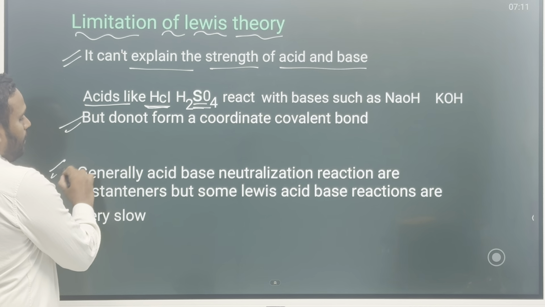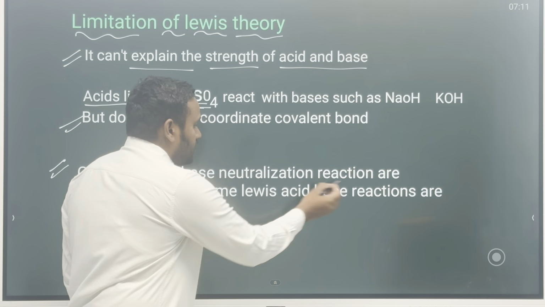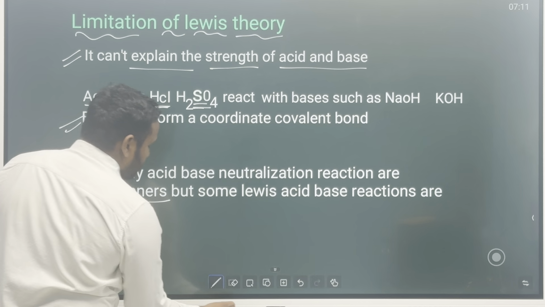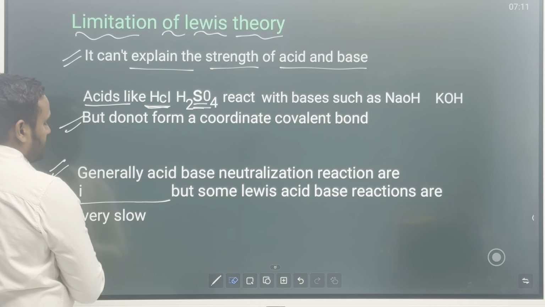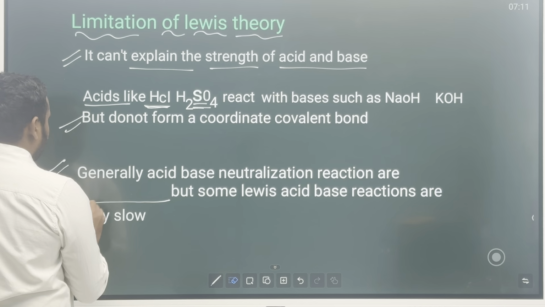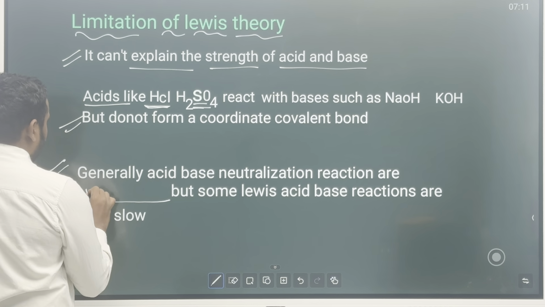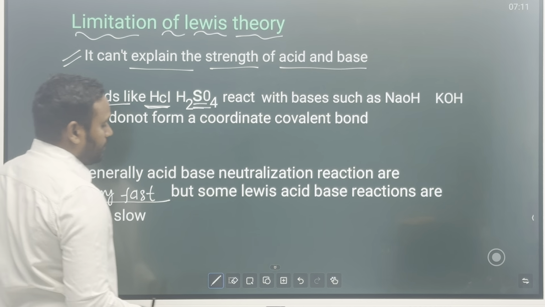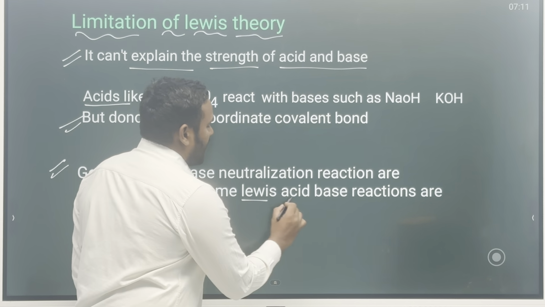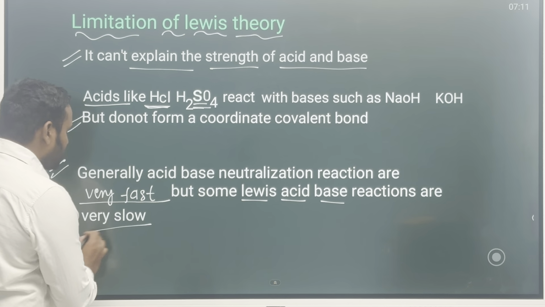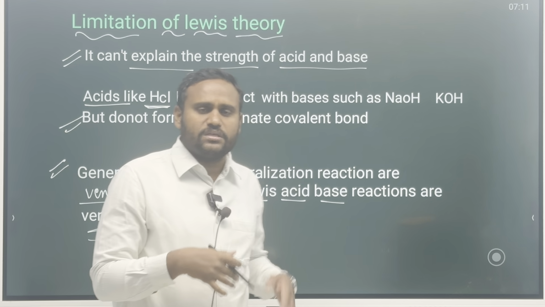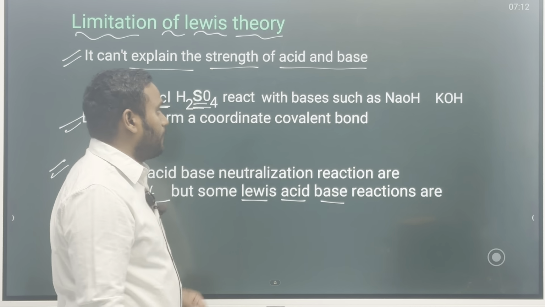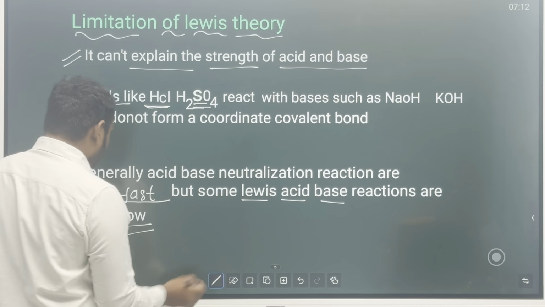Next, generally acid base neutralization reactions are instantaneous, or simply you write very fast. But some Lewis acid base reactions are very slow. Means neutralization reaction is a very fast reaction, but Lewis neutralization is a very slow reaction. These are the limitations of Lewis theory.